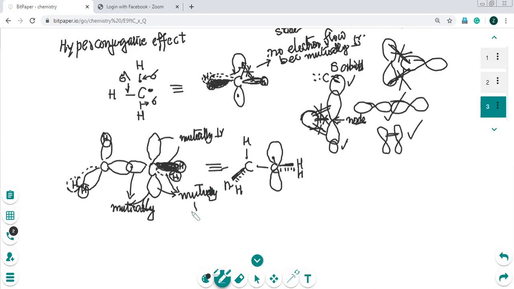Mutually perpendicular. What is the meaning of that? They will not interact. There is one electron here, so this will not interact with this hydrogen. This is the same case as here. We have already described it.